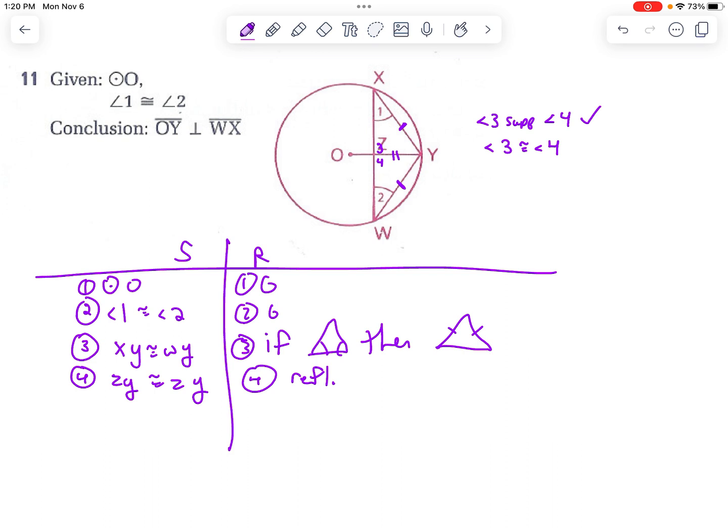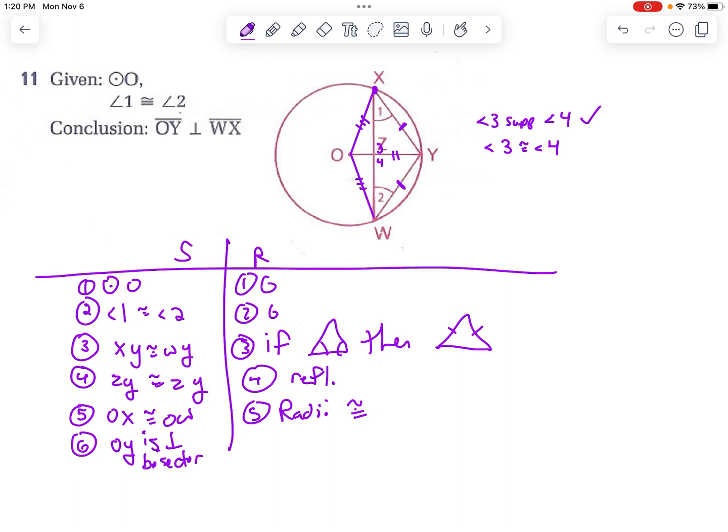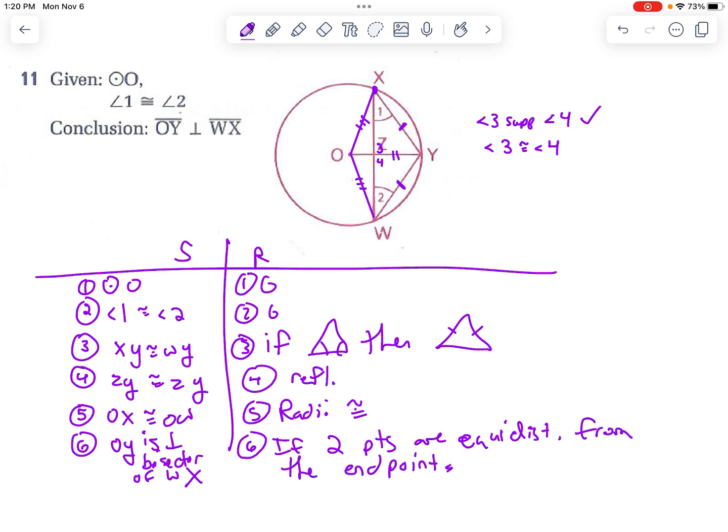I know that I'm going to use some OX is congruent to OW, and that is all radii are congruent. So this is congruent to this. And then I can say that OY is the perpendicular bisector of WX. And that's if 2 points are equidistant from the endpoints of a segment, then it is the perpendicular bisector of the segment.